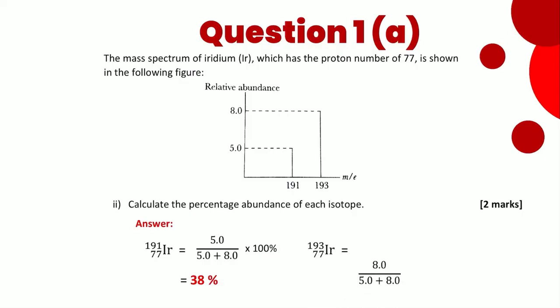And the same method for iridium 193, just change the relative abundance value here. You will have 62% for iridium 193. And you can see the spectrum for iridium 191 is a bit shorter compared to iridium 193 based on these values.